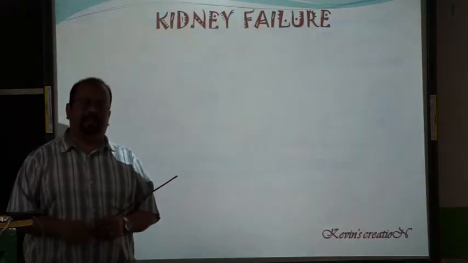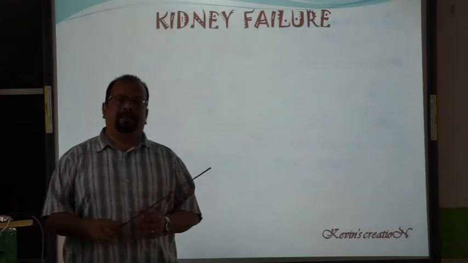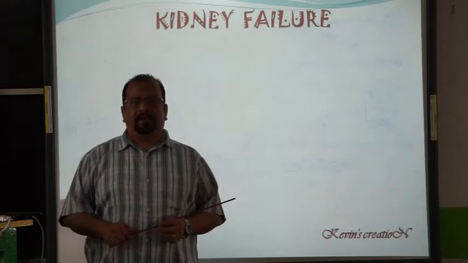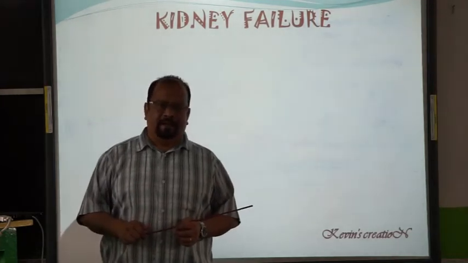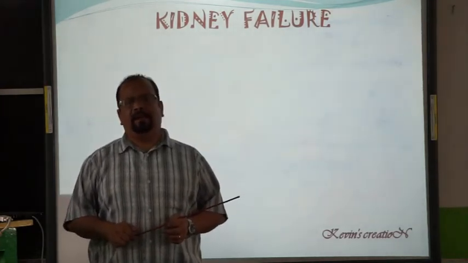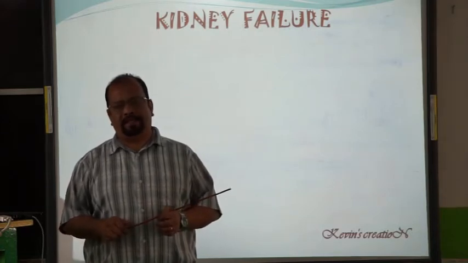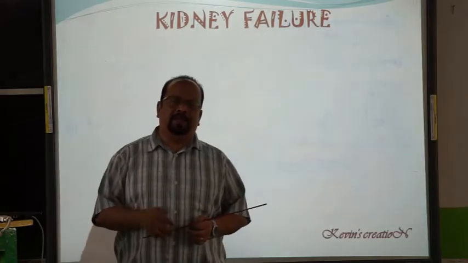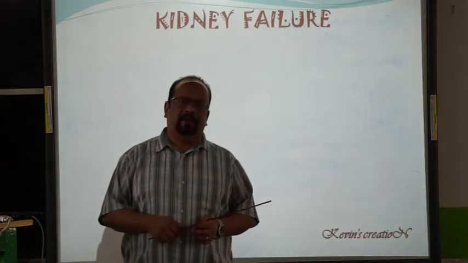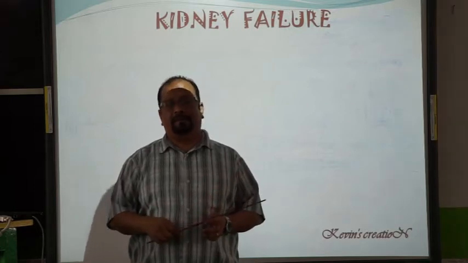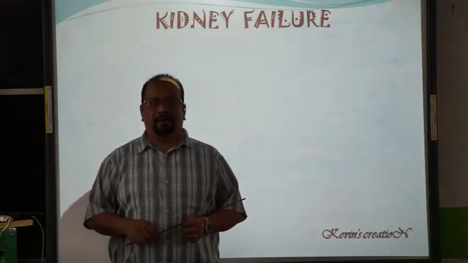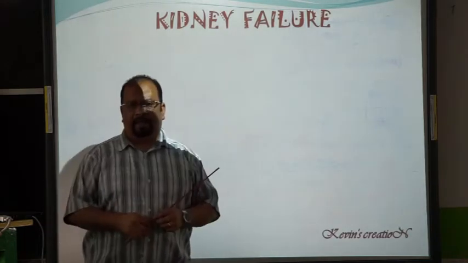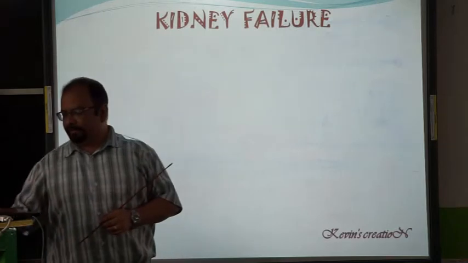Then comes kidney failure. You must have heard that people have died because of kidney failure. The kidney is the one which purifies the blood and eliminates the poisonous substances from the body in the form of urine. Just imagine if your kidney is not working fully, it is working only partially, then you will have a problem. This we call kidney failure. There are different types of kidney failure.